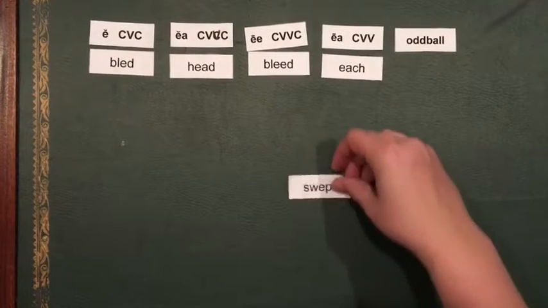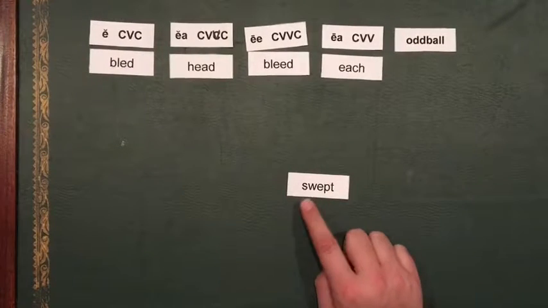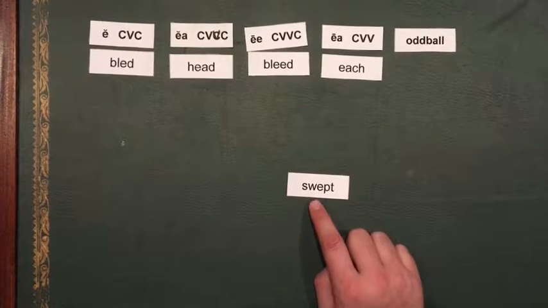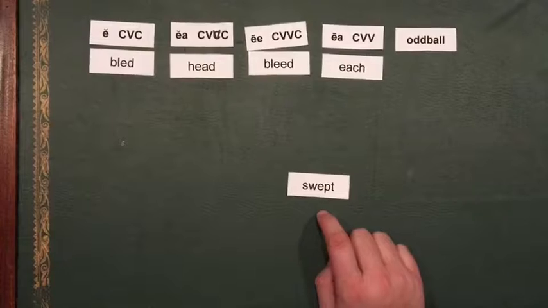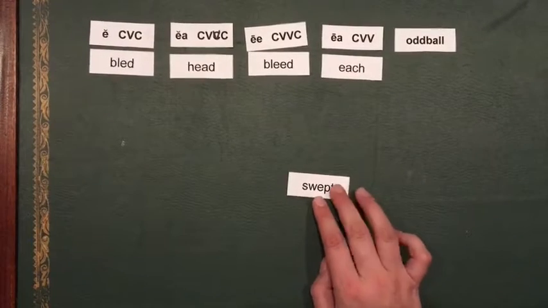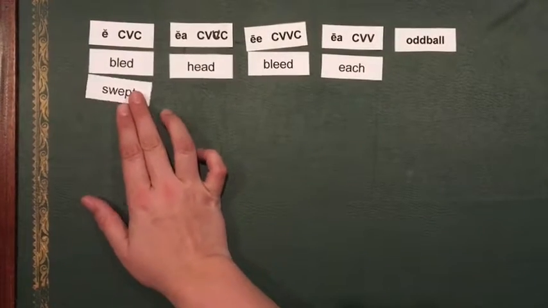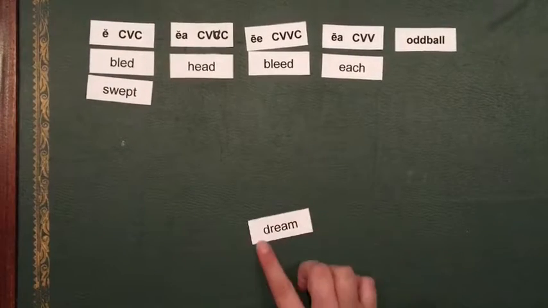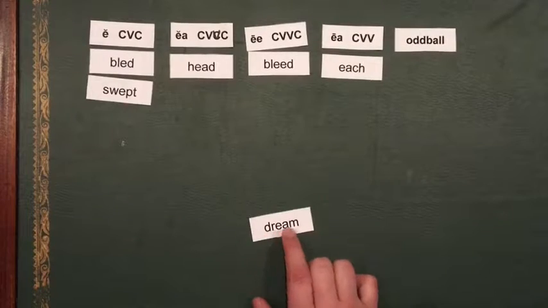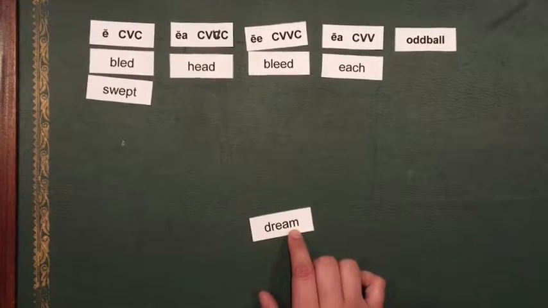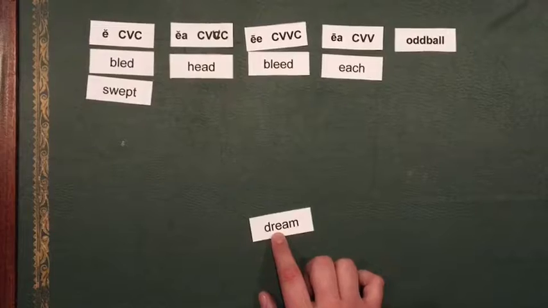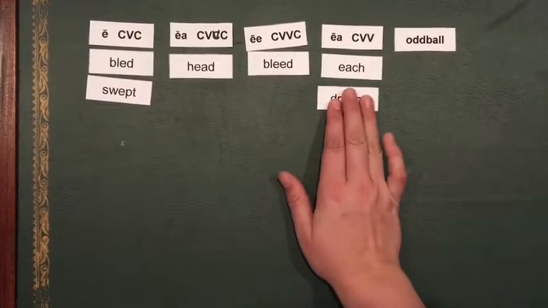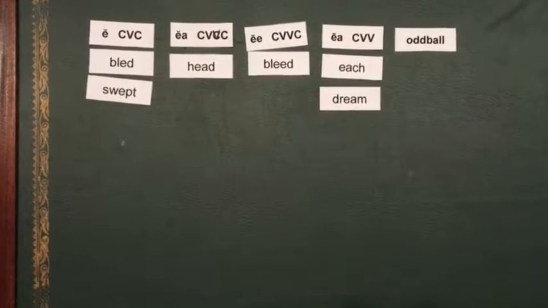All right, let's try the word swept. Swept. Did you hear eh or e? Eh. So one e almost always says the short e sound. Now let's try the word dream. Dream. That was the long e sound, and it's spelled e-a, so it goes in this column.